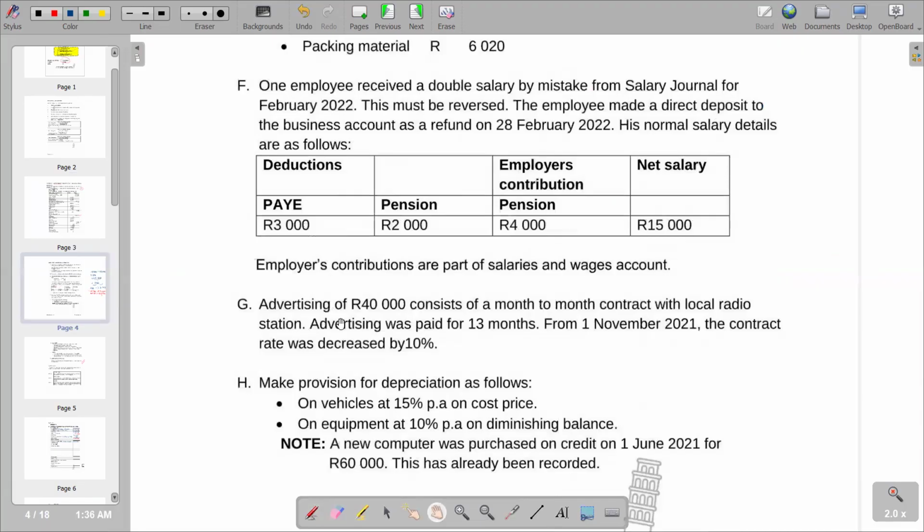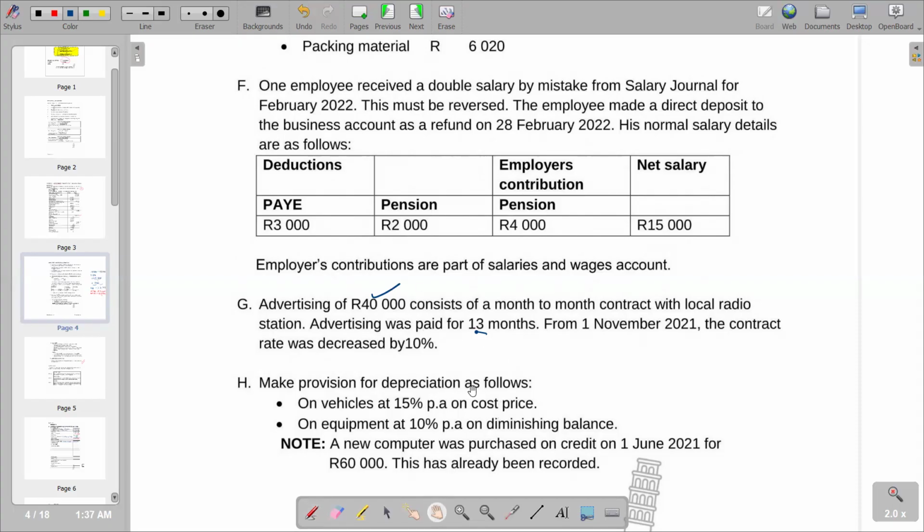So if you go to item G, we have advertising of 40,000 rands, which consists of a month-to-month contract with a local radio station. Advertising was paid for 13 months from 1 November 2021. The contract rate was decreased by 10%. So basically, we have 40,000 for advertising. The extra month needs to be subtracted from the total for advertising because it doesn't belong to this period. Remember, this advertising amount for the 13th month represents a payment in advance, or a prepayment, which is supposed to be subtracted.